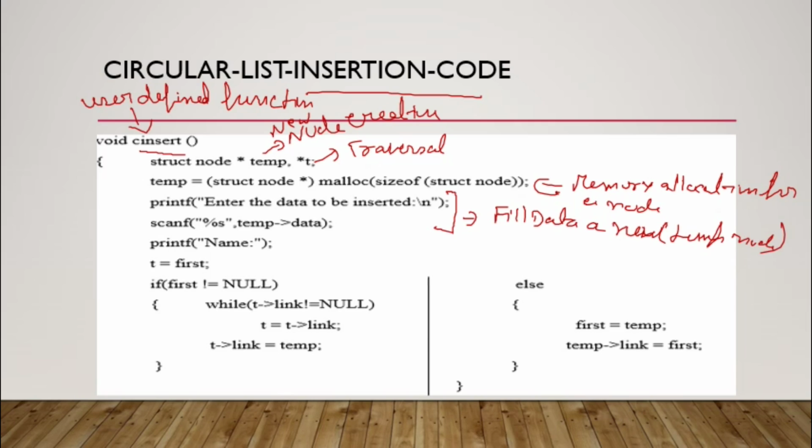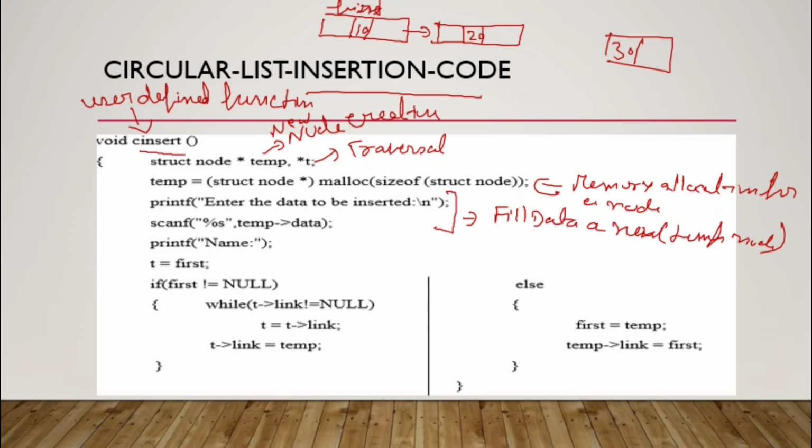Say I already have a list here, for simplicity. One more node I'm adding. I have a list of two elements. So here temp is there. Temp, I add some data, 30. What I do is make t point to first. So we know that this is first.